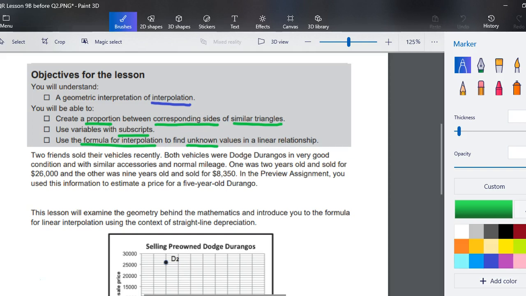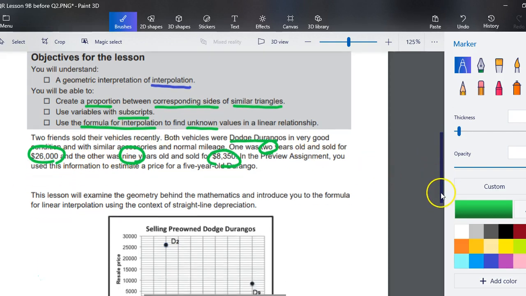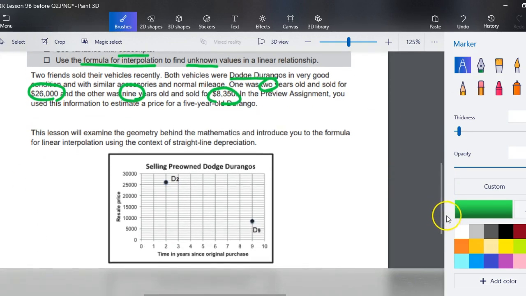Two friends recently sold their vehicles. Both vehicles were Dodge Durangos. They were both in good condition, with similar accessories and normal mileage. One is 2 years old and sold for $26,000. The other was 9 years old and sold for $8,350. I'm going to scroll down and let us look at the drawing that's going on here.